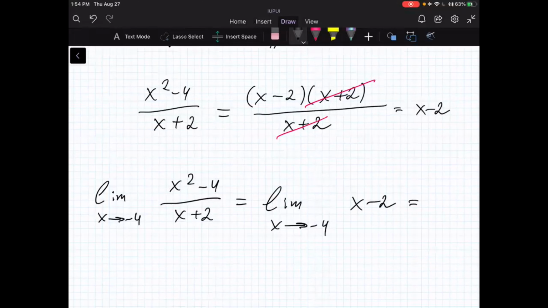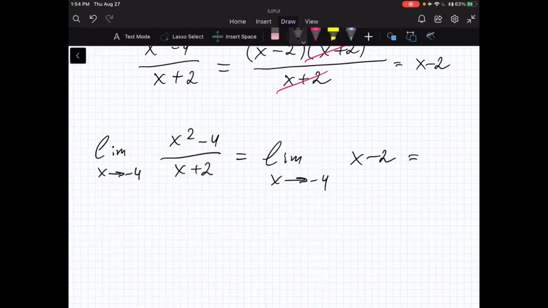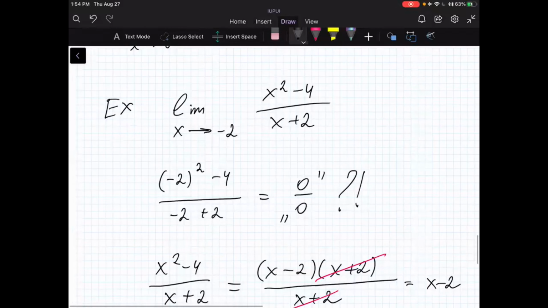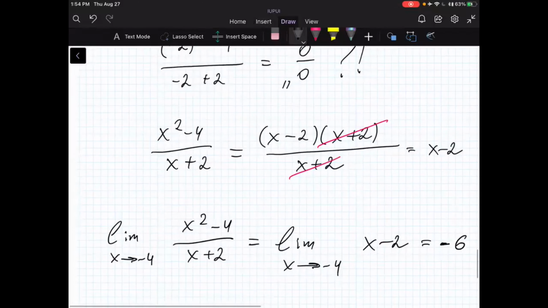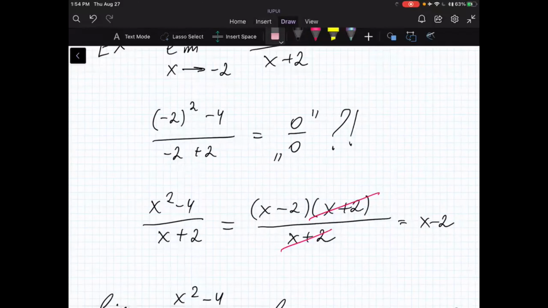But now I can see that when x goes closer to -4, this expression gets closer to -6. So the limit is -6. Oh, I started with -2 and ended with -4. Sorry about that.